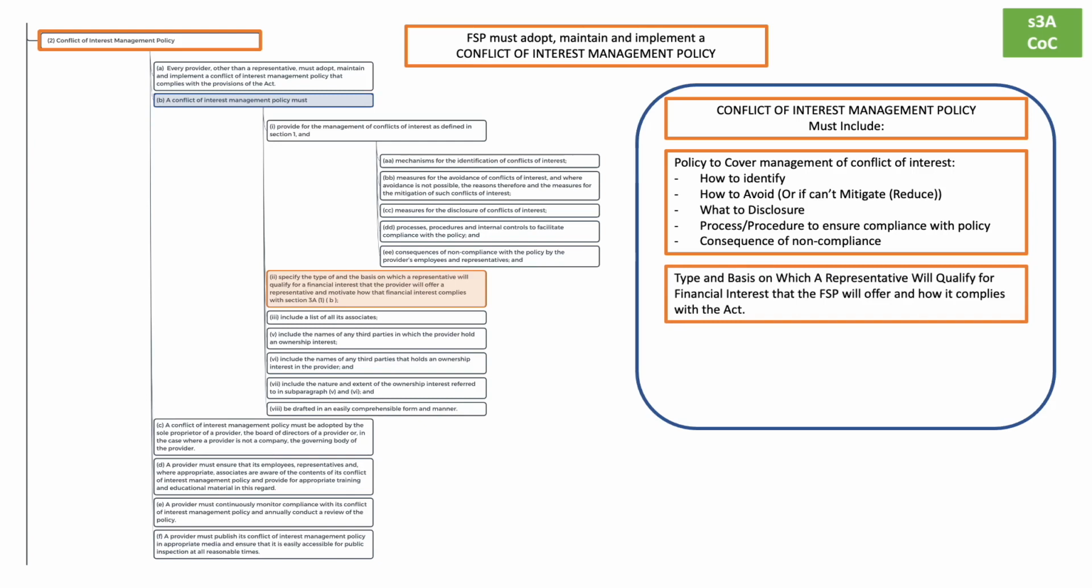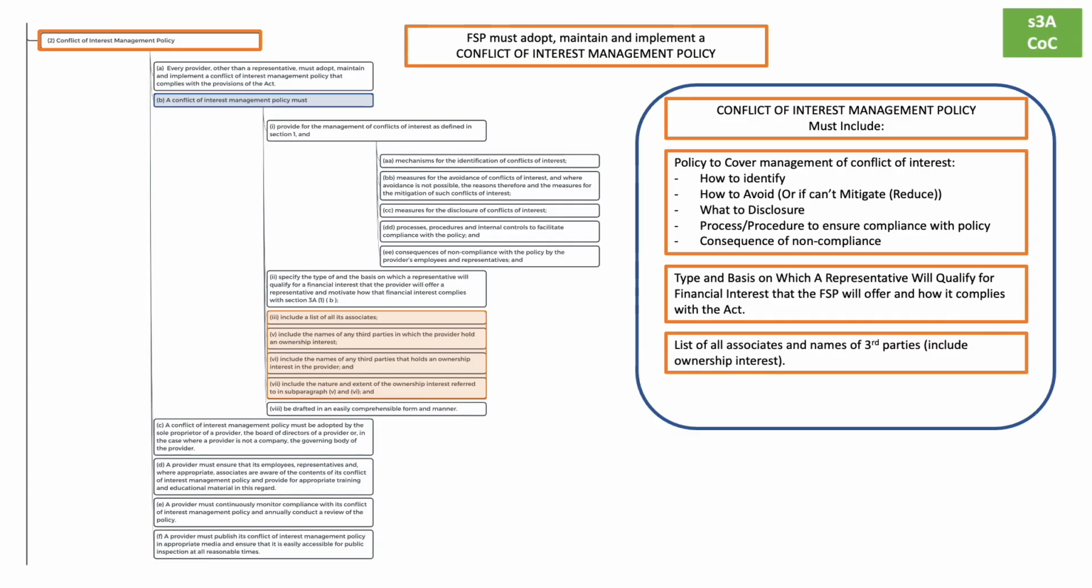The Conflict of Interest Management Policy is to include the type and basis on which a representative will qualify for financial interest that the FSP will offer and how it complies with the Act. A list of all associates and names of third parties include ownership interest. And the Conflict of Interest Management Policy must be easy to understand.